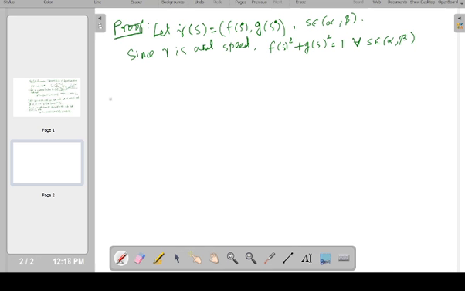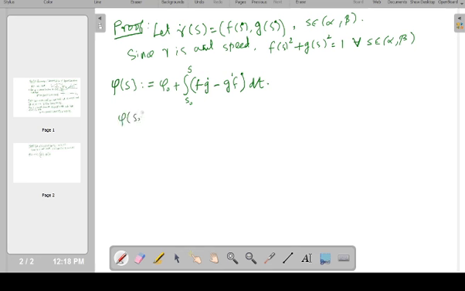Now I am going to define my required function phi in a clever way. Phi of s is defined to be equal to phi naught plus the integral from s naught to s of f g dot minus g f dot dt. Therefore, phi of s naught is phi naught, because the integral from s naught to s naught is equal to 0.